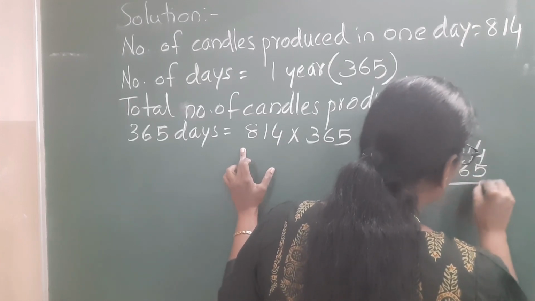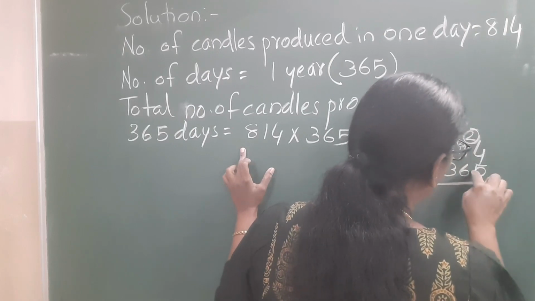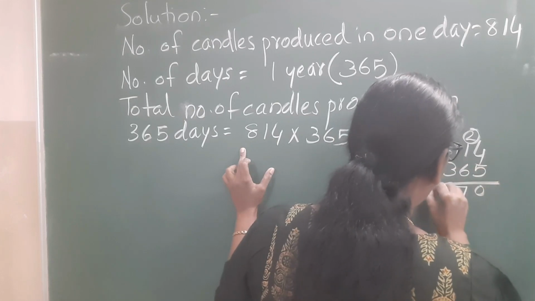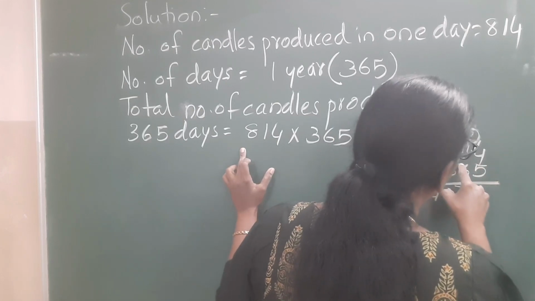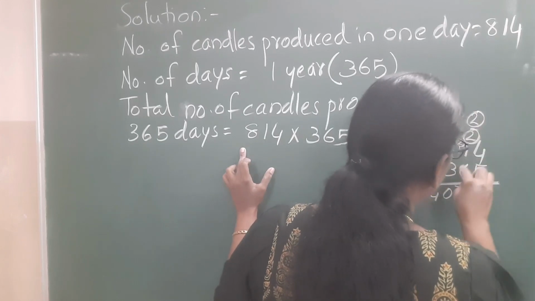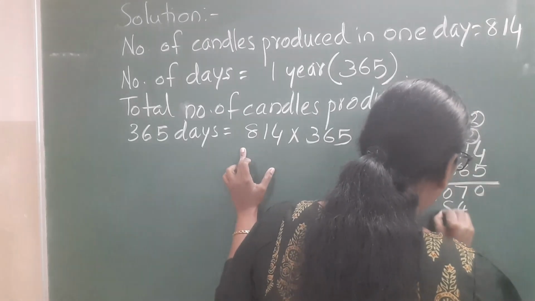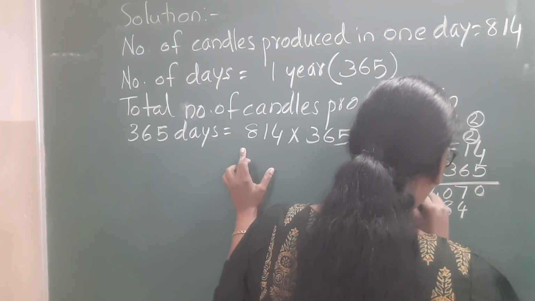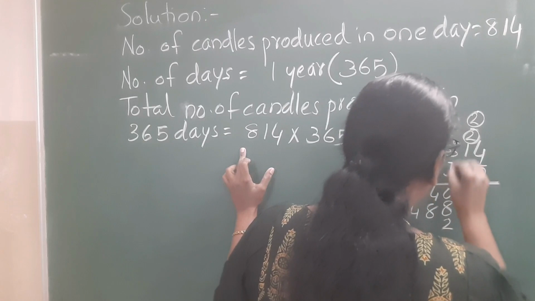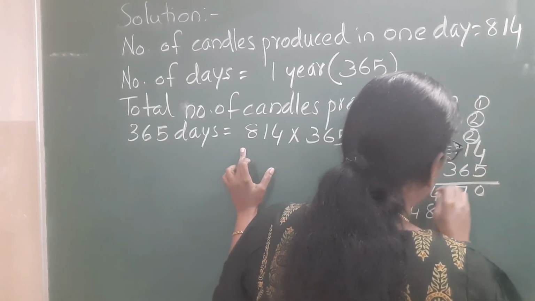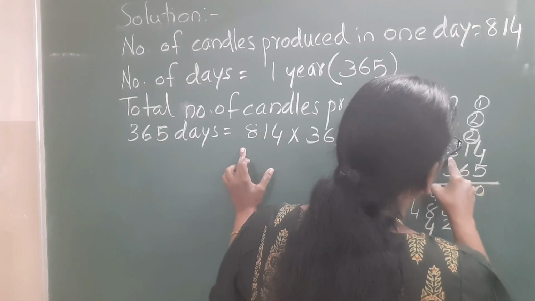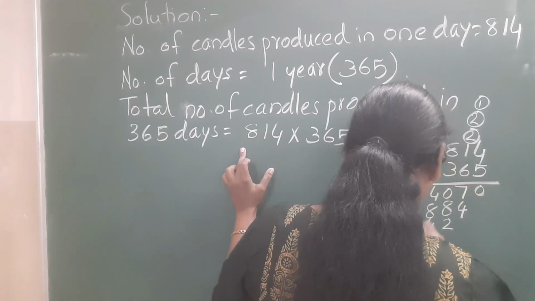5 fours are 20, 2 carry. 5 ones are 5 plus 2 is 7. 5 eights are 40. 6 fours are 24, 2 carry. 6 ones are 6 plus 2 is 8. 6 eights are 48. 3 fours are 12, 1 carry. 3 ones are 3 plus 1 is 4. 3 eights are 24.